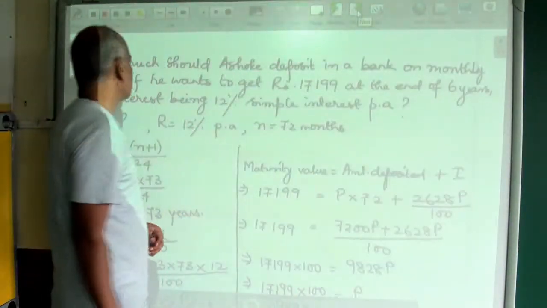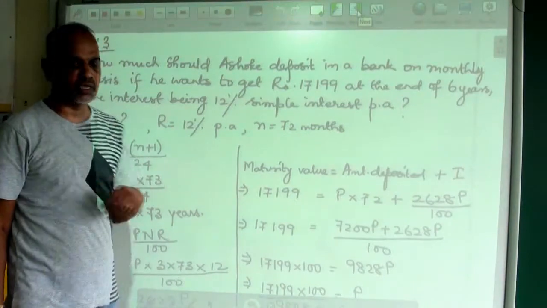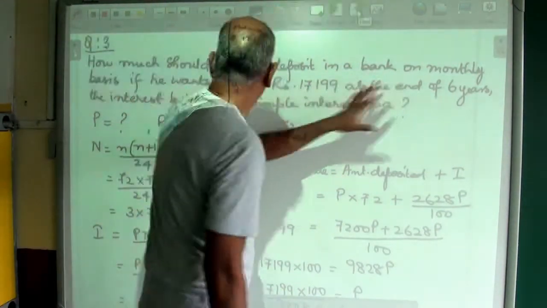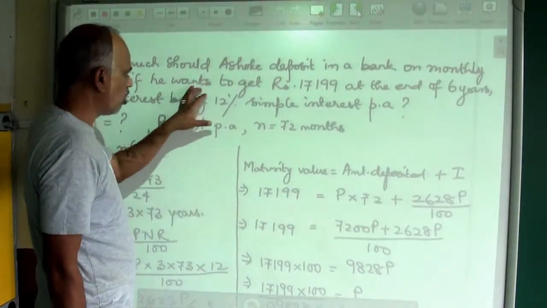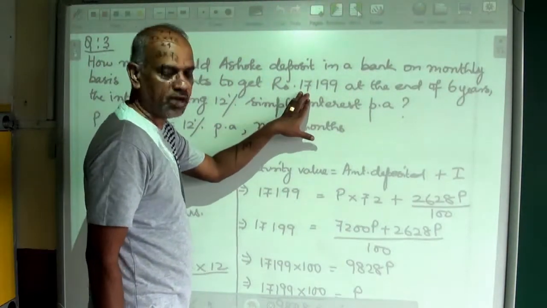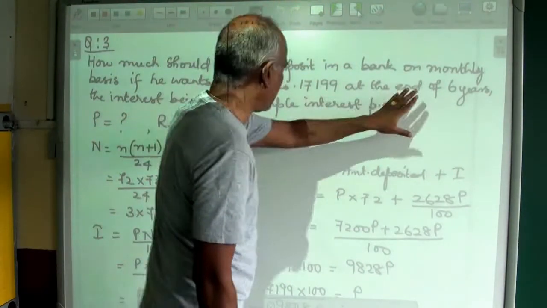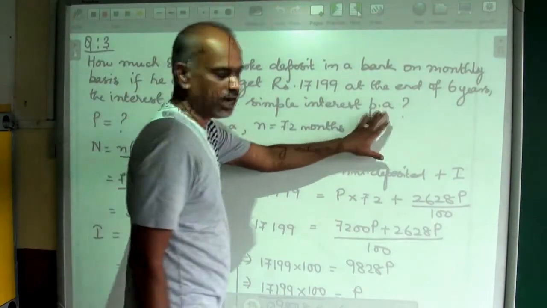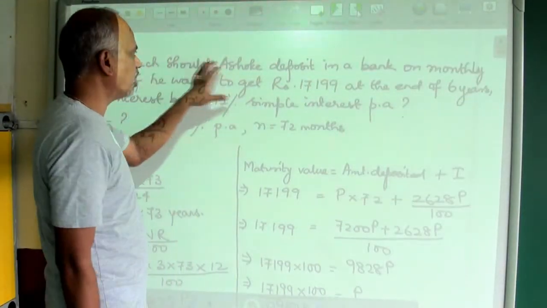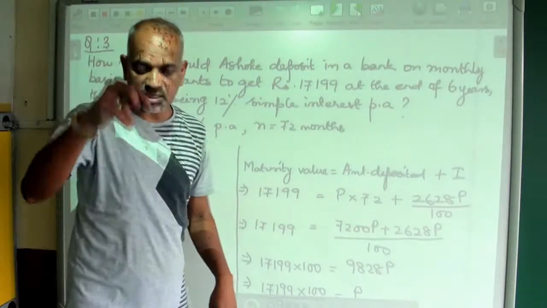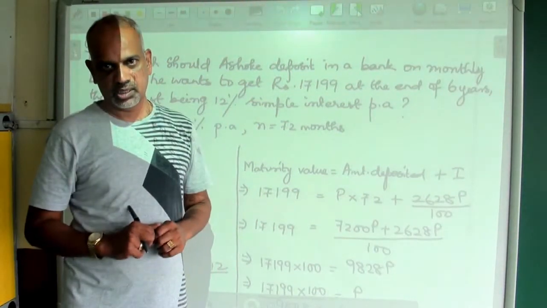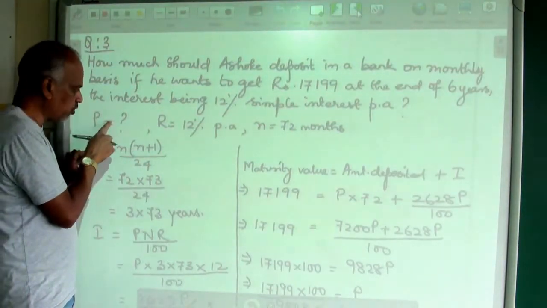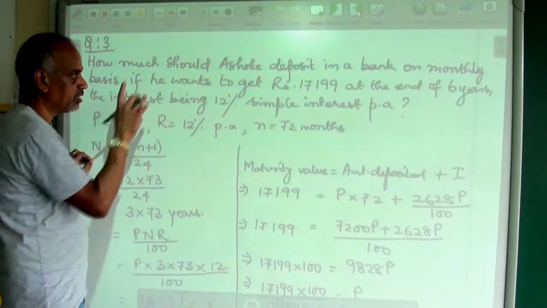Next question is question number 3. How much should Ashok deposit in a bank on monthly basis if he wants to get rupees 17,199 at the end of 6 years? The interest being 12% simple interest per annum. How much should Ashok deposit in a bank? How much is this monthly installment is what you are going to find. So monthly installment is P, which you don't know, that's why I put a question mark here. This is what you are going to find.